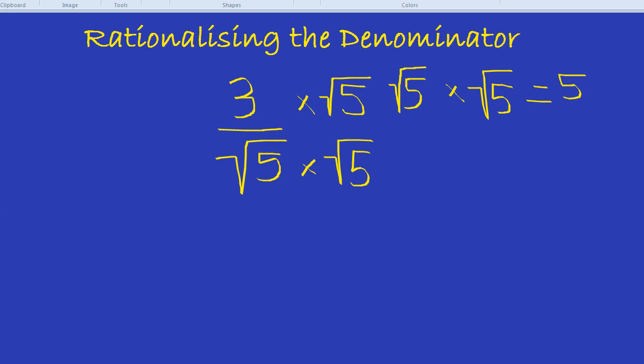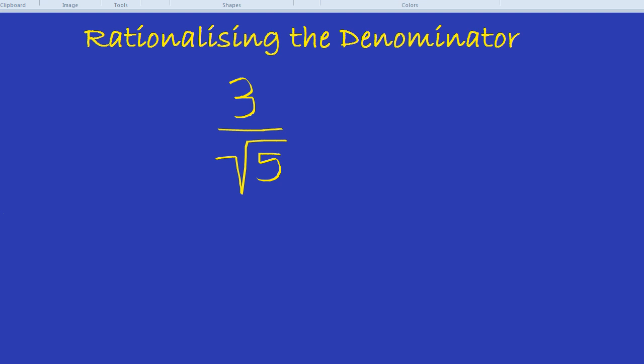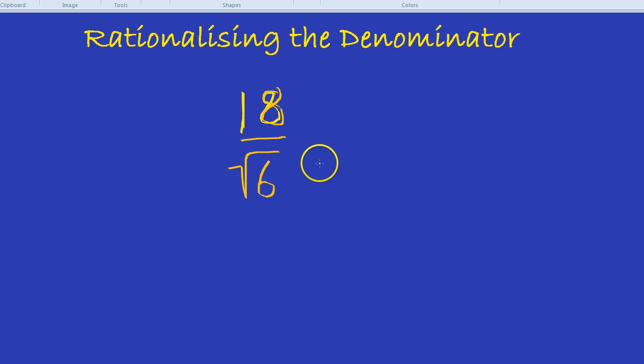Let's try it with a different expression. How about if we had 18 over root 6, 18 over the square root of 6. How would we rationalise the denominator? To get rid of that root 6, we have to times by root 6. And we can't just times the bottom, we have to times the top. So we times the top by root 6 as well.